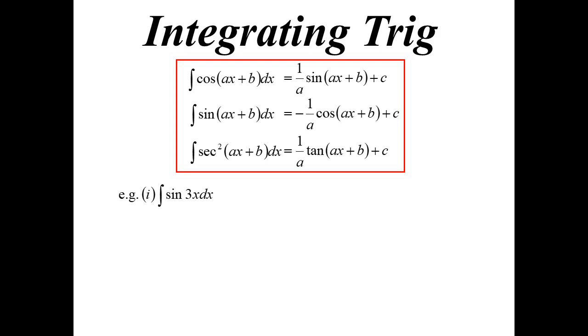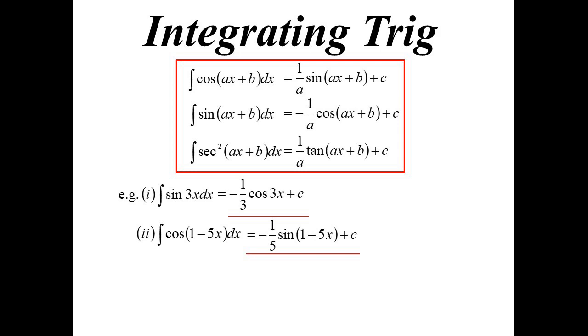As I say, this is where we've got to be careful. Integrate sine will go to negative cosine. So we'll have negative 1/3 the cosine of 3x. Cos of 1 minus 5x, oh well, added thing here is that the coefficient of x is negative. So integrate cosine, it goes to sine, but the coefficient of x is negative, so we will end up with negative 1/5 the sine of 1 minus 5x. And let's do a sec squared. Integrate sec squared, well that just goes to tan, so we get 2 tan x on 2.